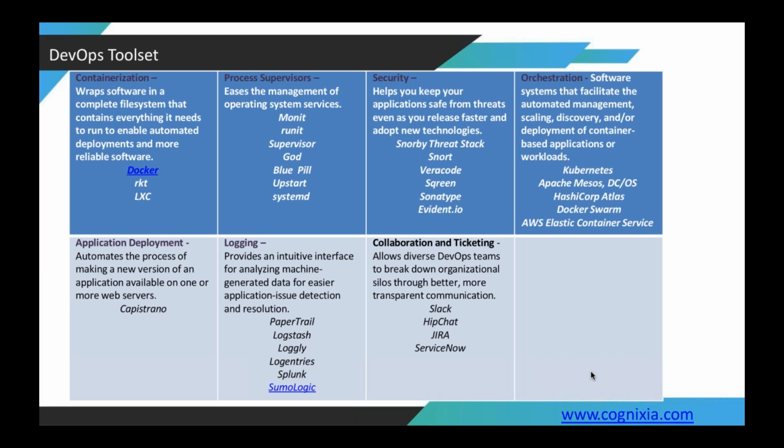So there is Logstash, Loggly, Logentries, Splunk, Sumo Logic, which can ship all the logs from your production environment and you can use them to view. Then there are collaboration and ticketing tools like Slack, HipChat, Jira, and ServiceNow. So you can use them to collaborate. Slack is just a channel where you can put messages to the developers and they can reply back to you. It has numerous plugins where you can create bots and they can automatically reply back. Things like that.